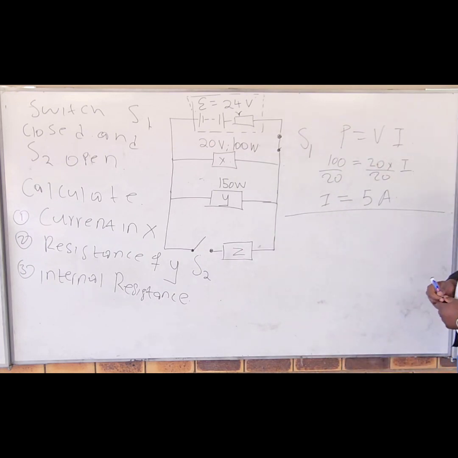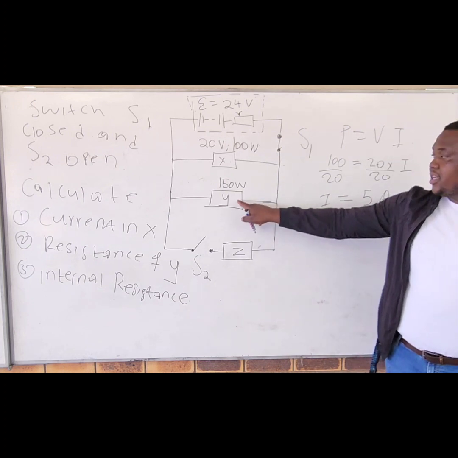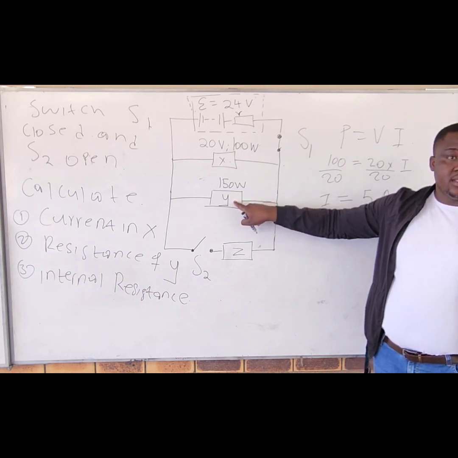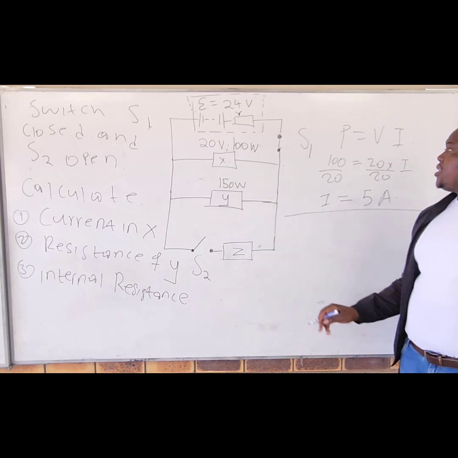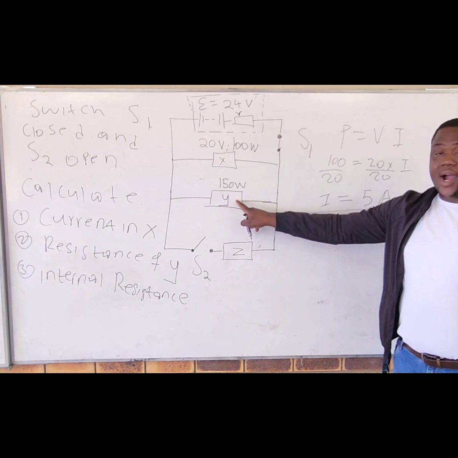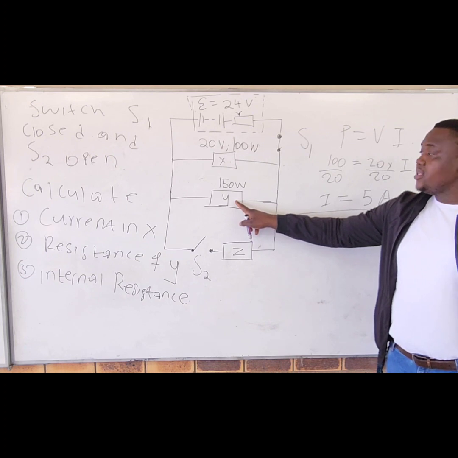Okay. So now we come to the second one. We say the resistance of Y, the resistance of this one. We need the resistance of this one, right? So if we want to calculate the resistance of that one, we are given the power. And we already know the voltage here, because the voltage of parallel resistors is the same.